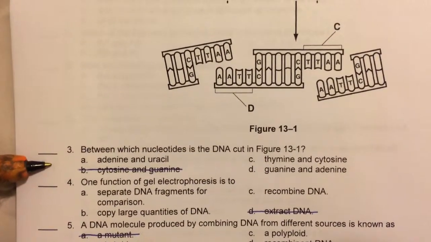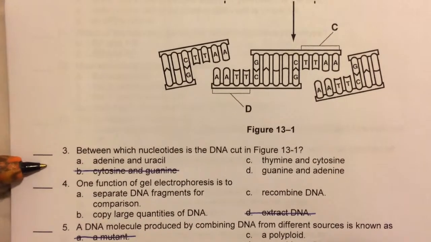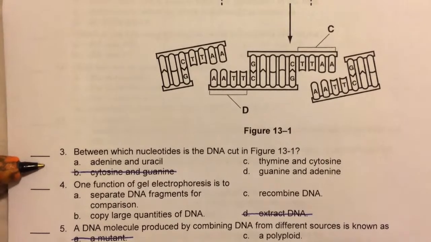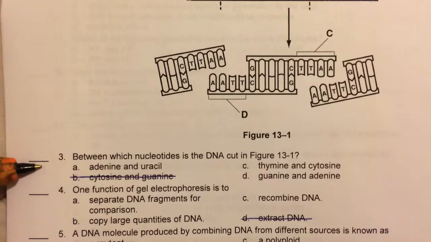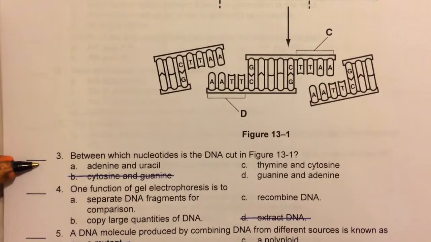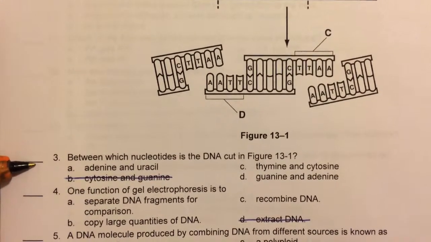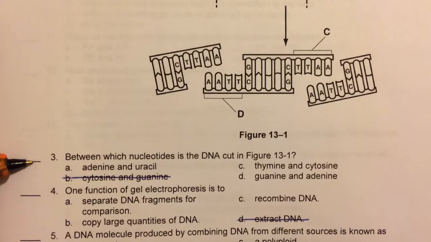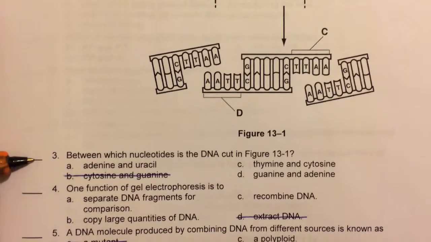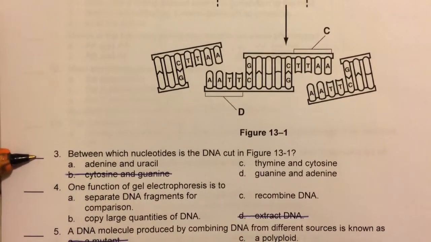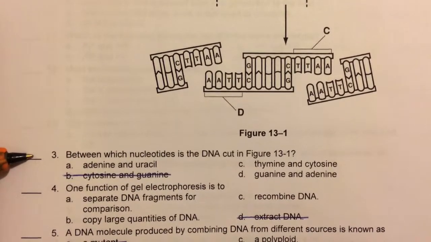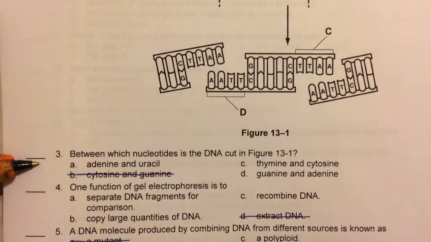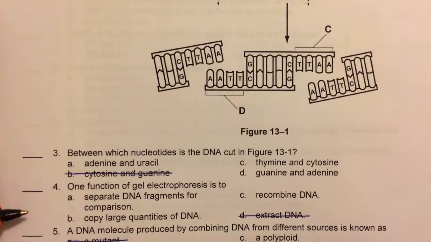Number 3, between which nucleotides is the DNA cut in Figure 13.1? A, between adenine and uracil. C, between thymine and cytosine. Or D, between guanine and adenine. So take a look at what broke off on the DNA up there, and that'll tell you where it's cut.